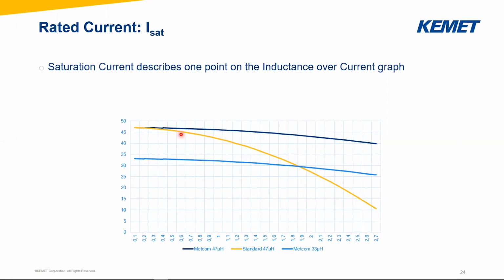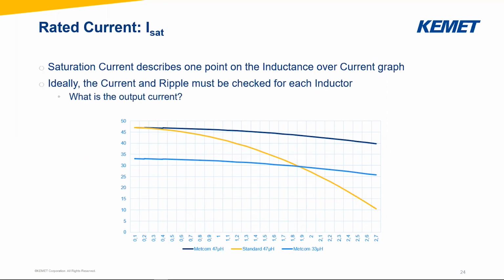And you can see the main difference. Depending on which current you are using, it has more influence using the yellow standard item or the Metcom technology. So ideally, the current and ripple must be checked for each inductor. And the question is, what is the output current? Is it 0.5 amps? Is it 1.5 amps? Or maybe it's 2 amps.